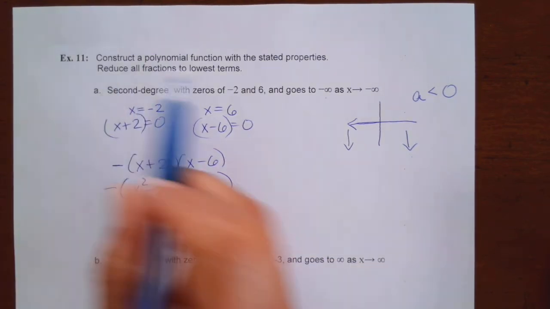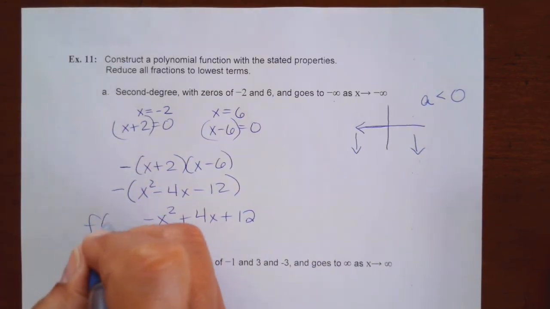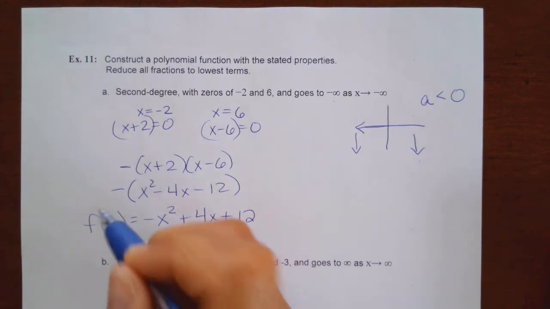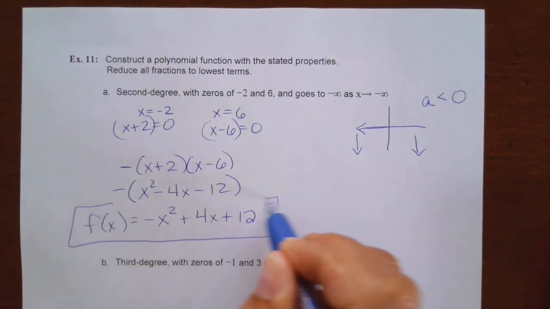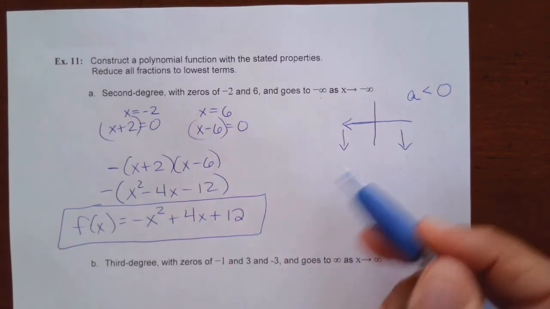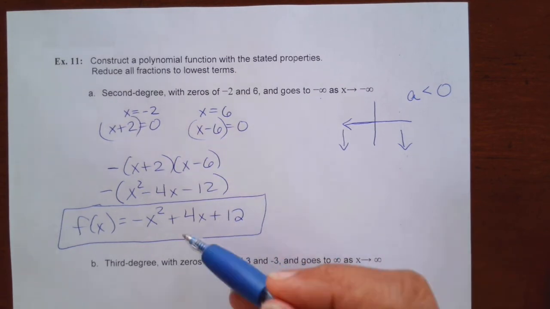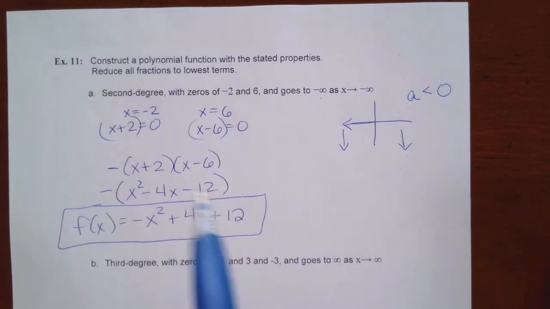And then it said to construct a function, so I'm just going to stick f of x in front of here. So there's a function whose left side will be going down, and the factors would be x plus 2 and x minus 6, so the roots would, or the solutions would be negative 2 and positive 6.